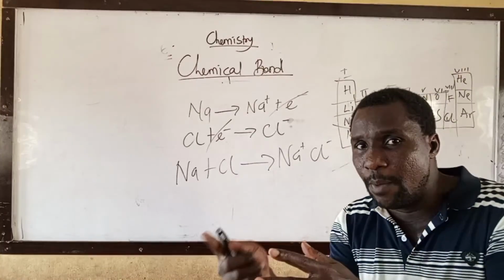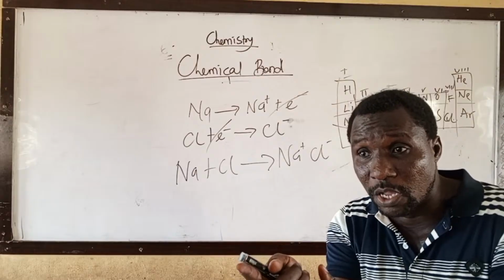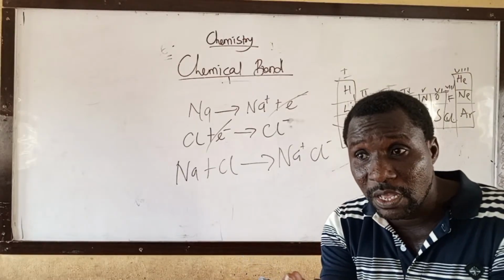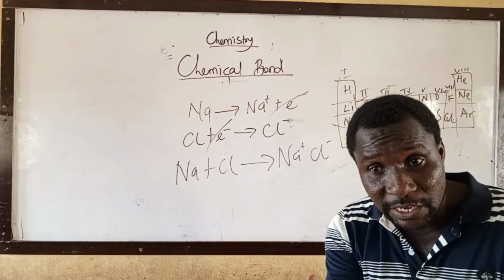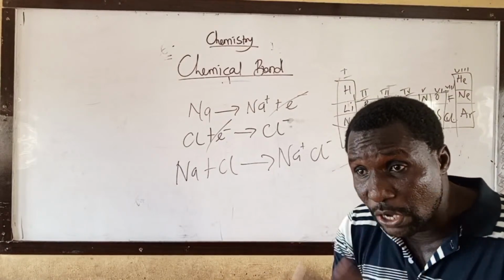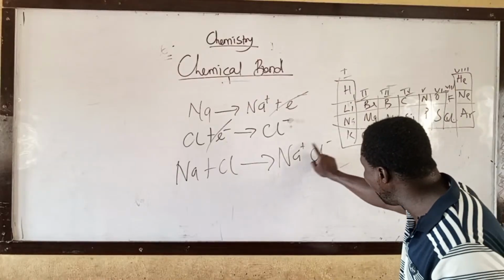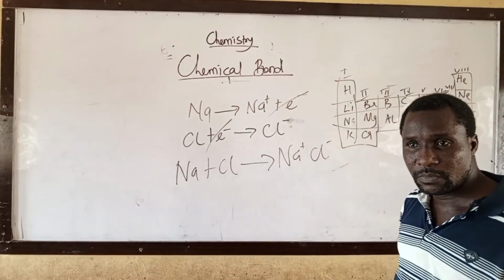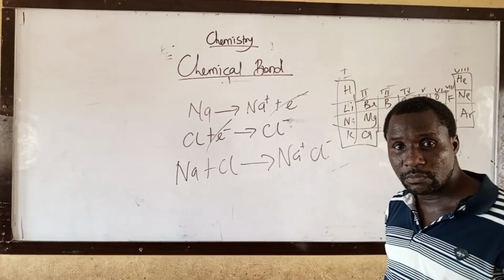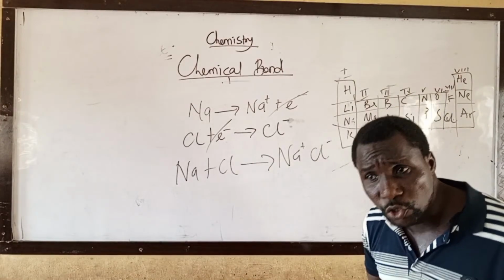I told you electrovalent bond is also known as what? Ionic bond. Electrovalent bond can also be called ionic bond. That means the electrovalent compound is an ionic compound. That's why they are called ionic bond. Do you understand?